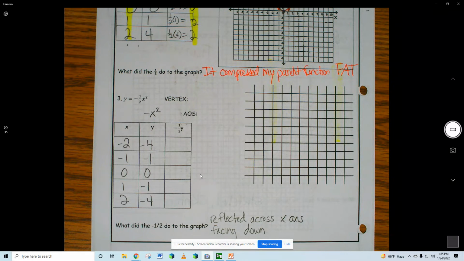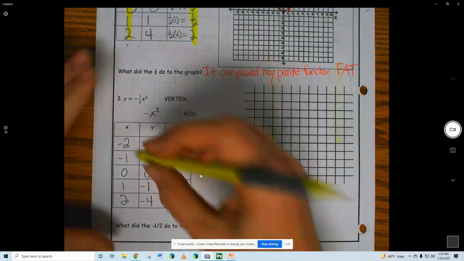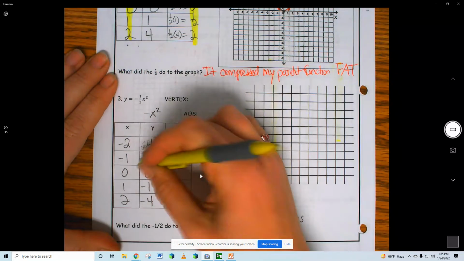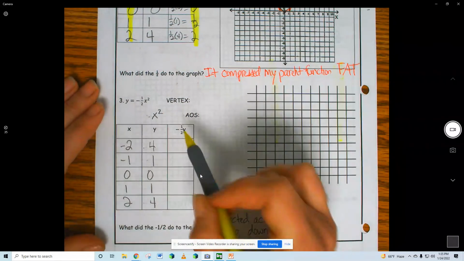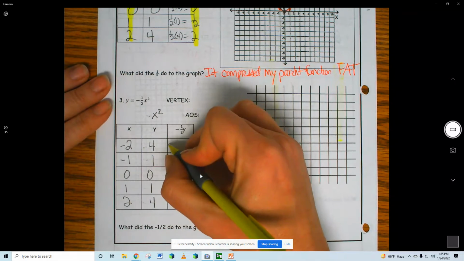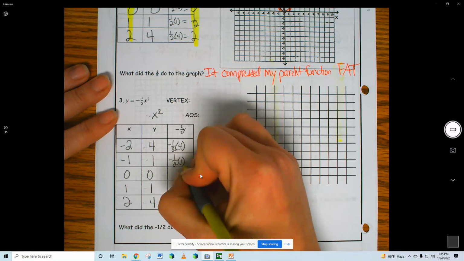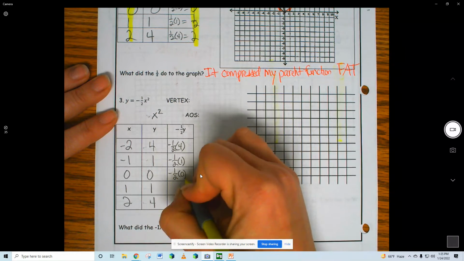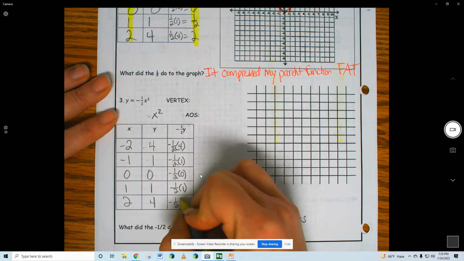Downward facing. So now I'm going to multiply my... Oh, I did the negative already in this. Okay, check this out. I put the negative here, which means I'm just going to use the positive y values. So this is my normal parent function x squared. When I multiply by negative 1/2, that's what flips it down. So it's like negative 1/2 times 4. Negative 1/2 times 1. Negative 1/2 times 0. Negative 1/2 times 1. Negative 1/2 times 4.